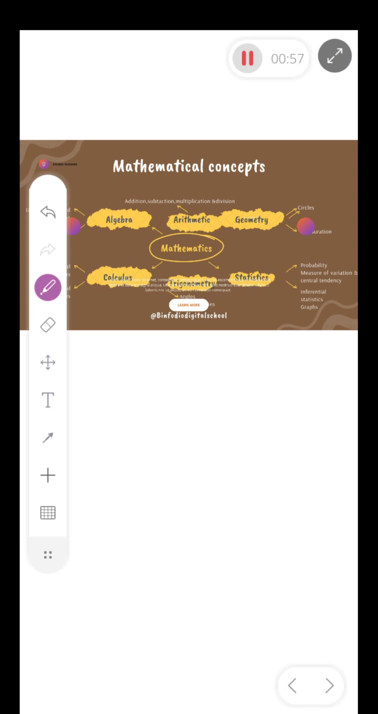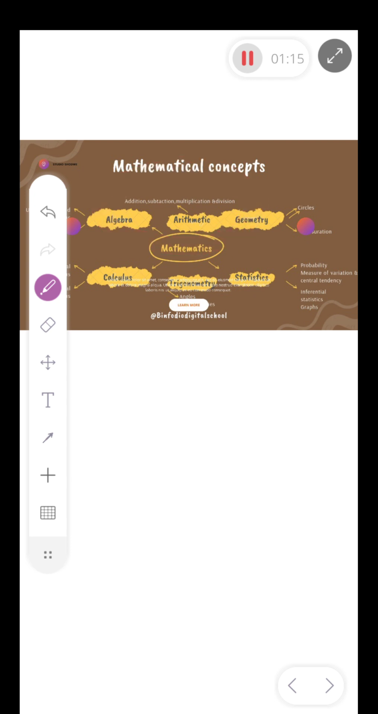So here we can see we have geometry, statistics, trigonometry, calculus, algebra, arithmetic. So we are going to see one after the other what all these branches of mathematics entail. As we can see, statistics has probability, measure of central tendency, inferential statistics, graphs. We have geometry, which includes circles and mensuration. We have arithmetic, which has to do with addition, subtraction, multiplication, and division.